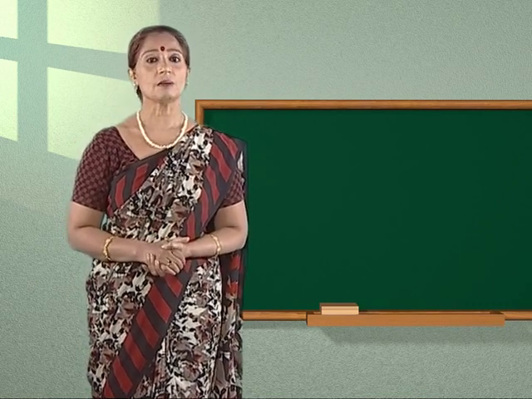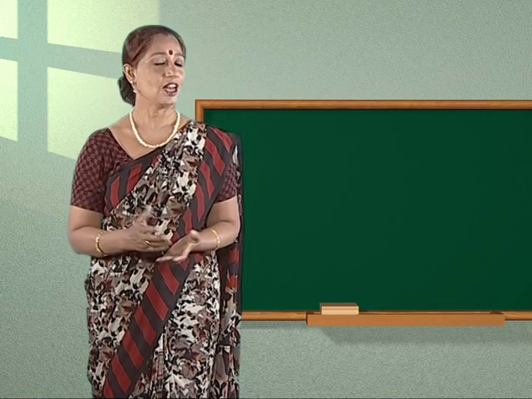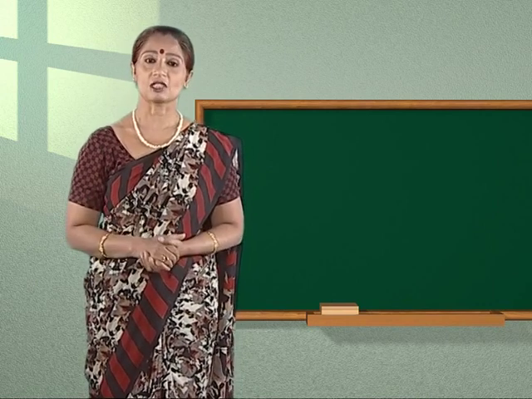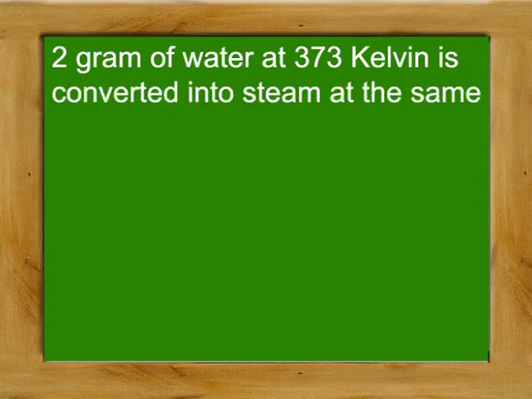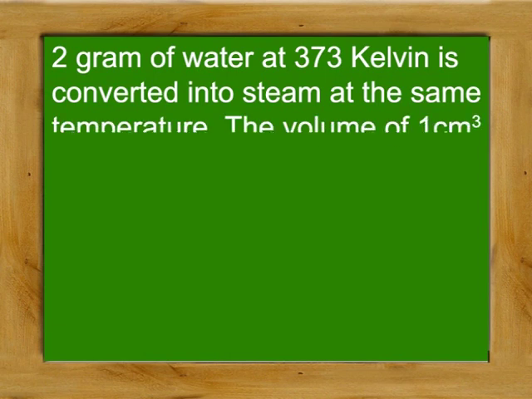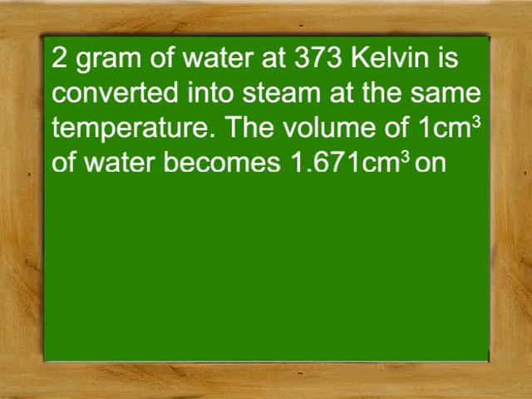After having understood and revised the basic concepts and equations related to thermodynamics, you should now be ready to solve some numerical problems. Look at this one to start with. 2 gram of water at 373 Kelvin is converted into steam at the same temperature. The volume of 1 cubic centimeter of water becomes 1671 cubic centimeter on boiling.